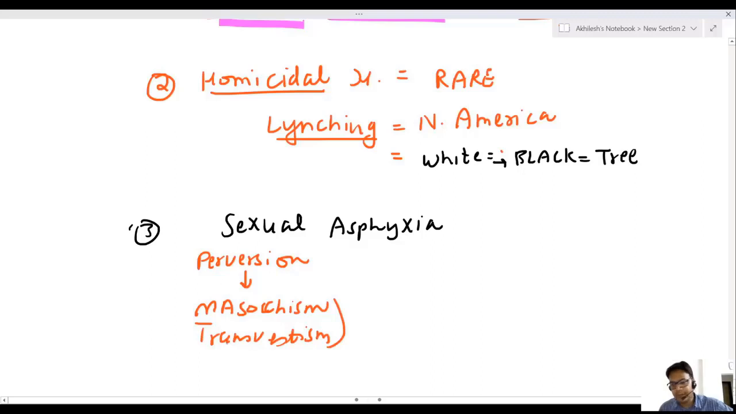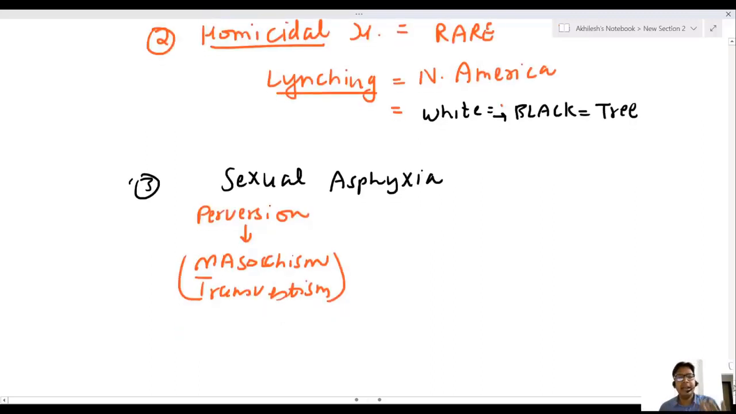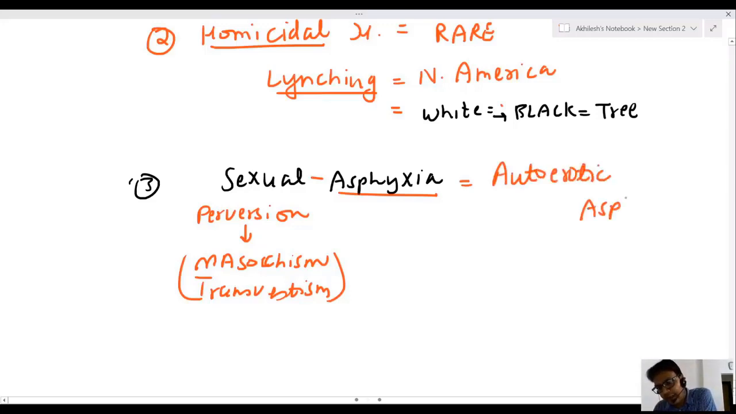These two people apply some ligature material on the neck and they want perversion, but unfortunately they get asphyxia. They are involved in the sexual perversion methods, masochism and transvestism. They apply some ligature material and hang their body, wanting some hypoxia, but they get sexual asphyxia. Sir, sexual asphyxia is also known as autoerotic asphyxia.